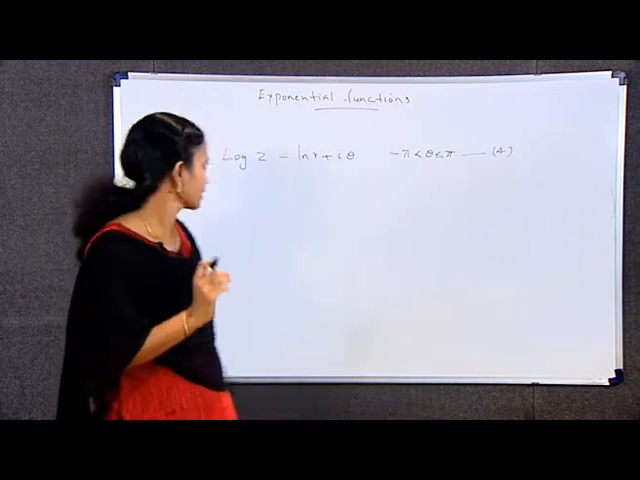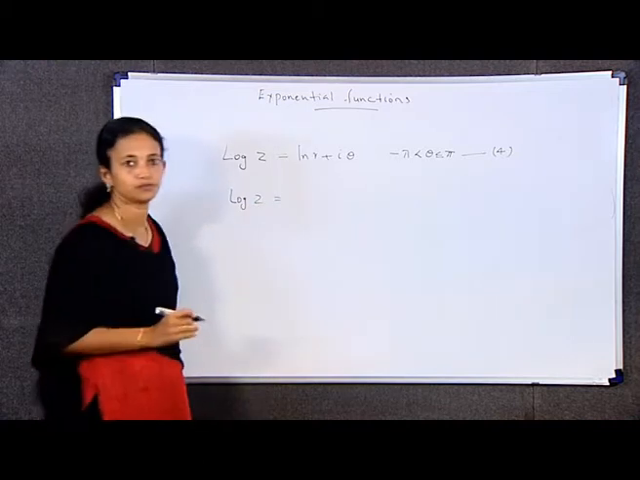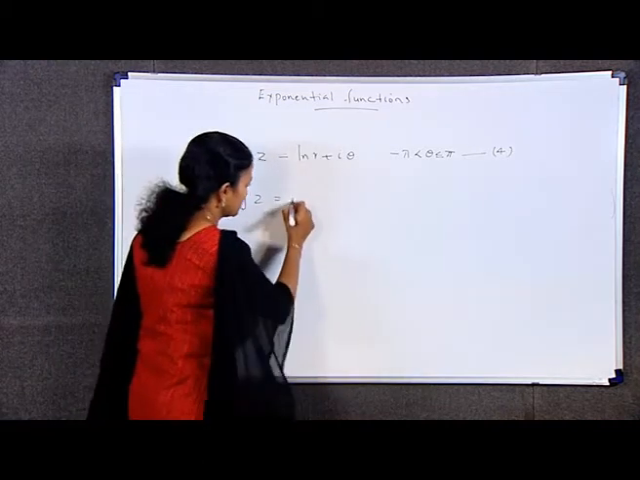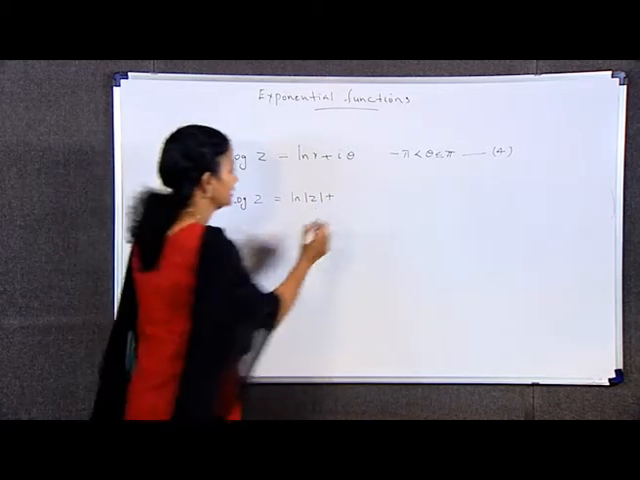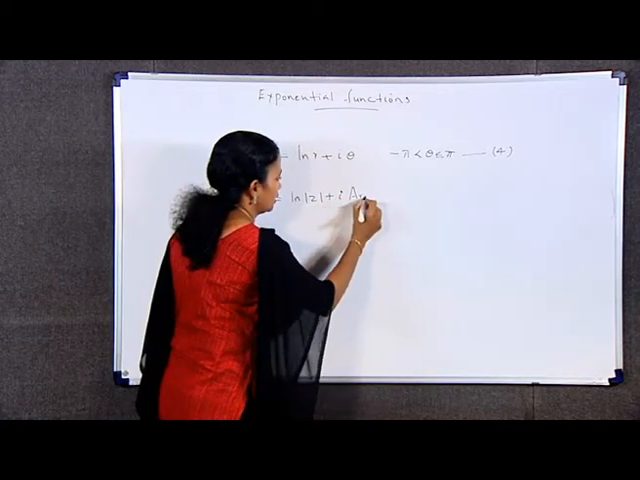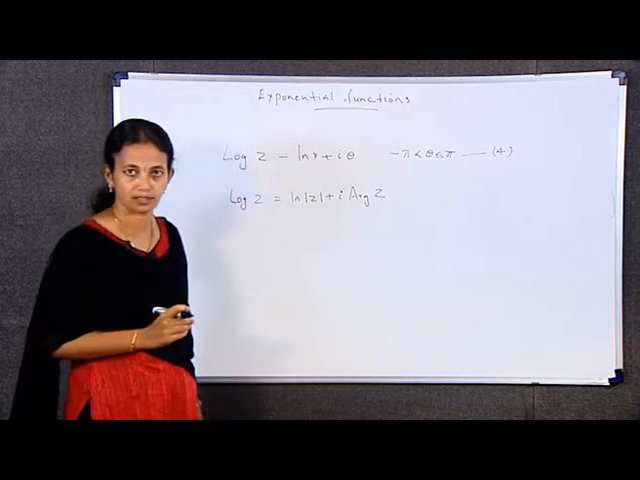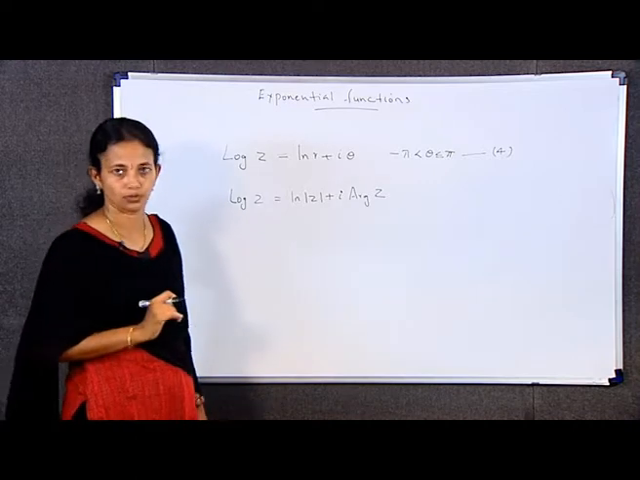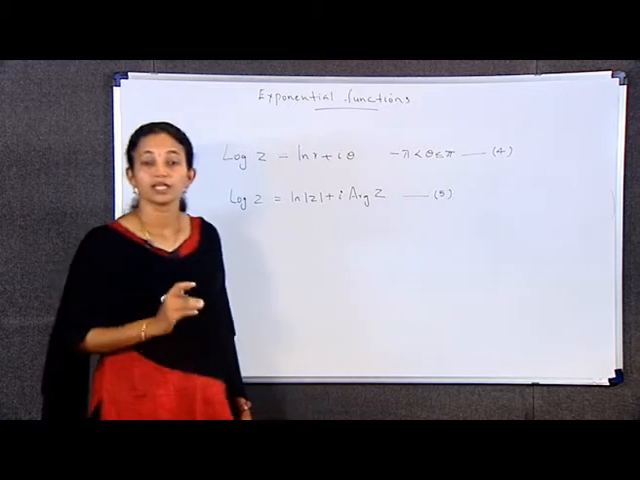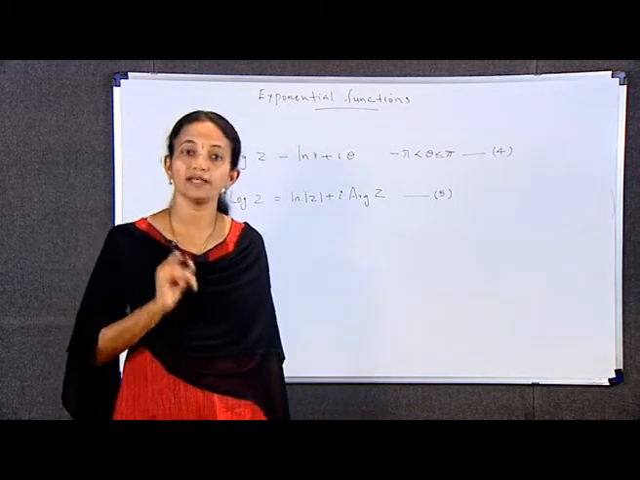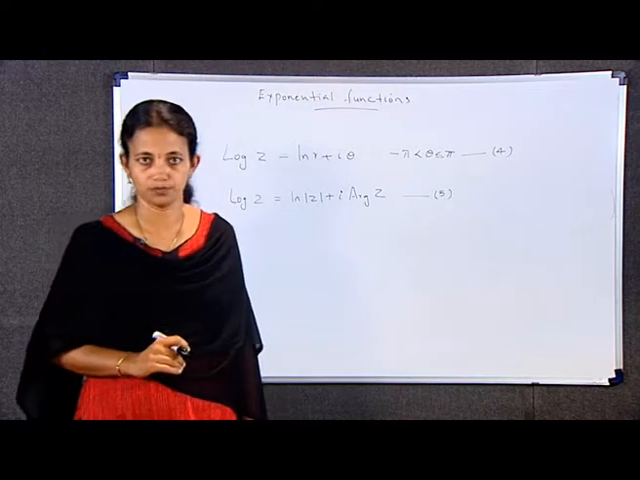That is, we can write log z is equal to ln mod z plus i argument of z. Here we have capital A, argument of z. Of course, here z is not equal to 0. This is equation number 5. The function log z is well defined and single valued when z is not equal to 0.